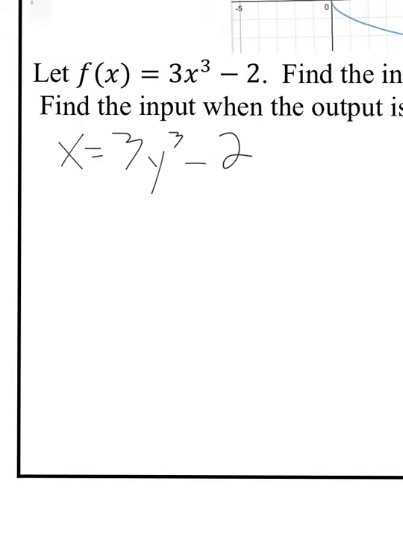Okay, so here I have 3x to the third minus 2, so I switch the x and the y. Now it says x equals 3y to the third minus 2, so I'll add 2 to the other side.